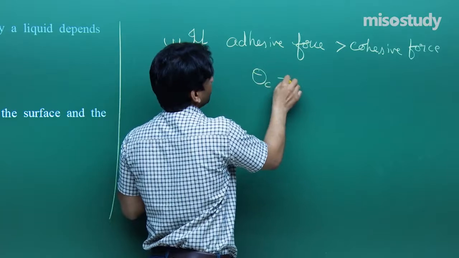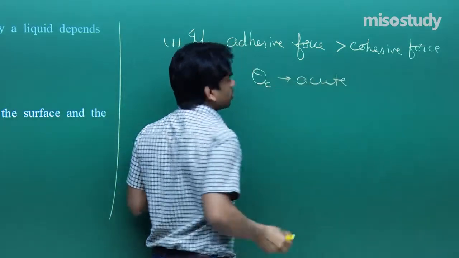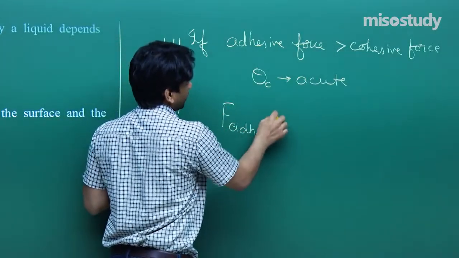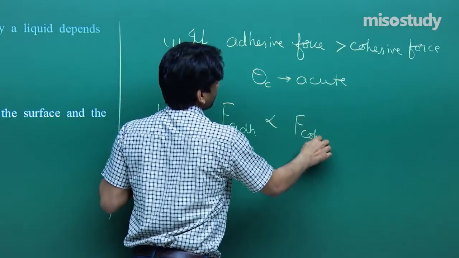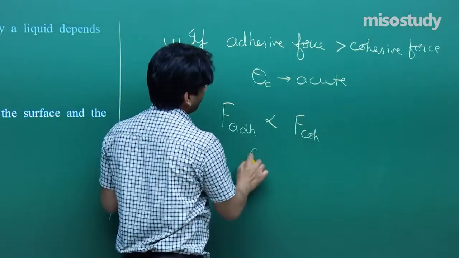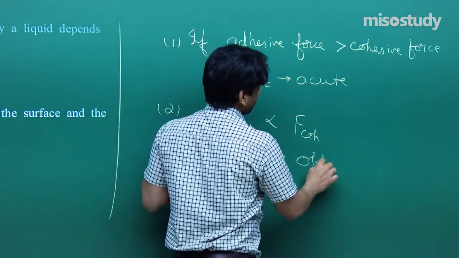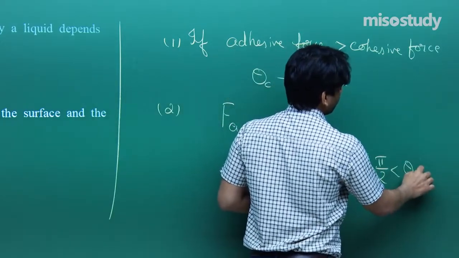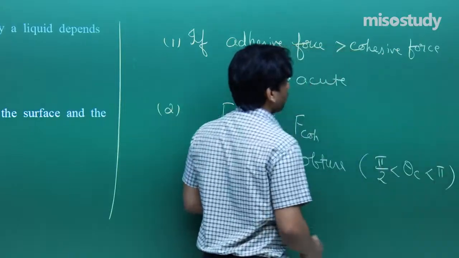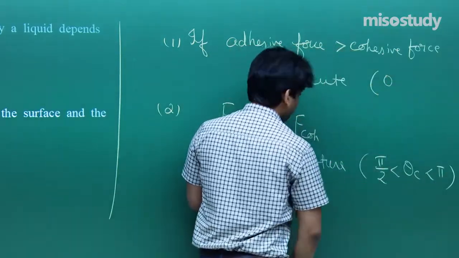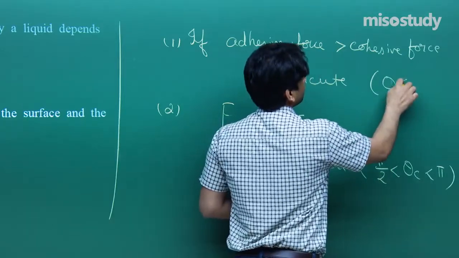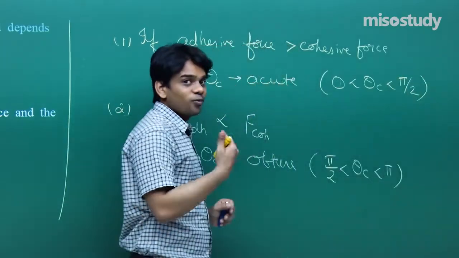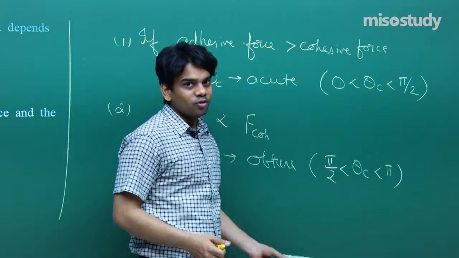So theta of contact will be acute, that is, it will be between 0 to 90 degrees. Second, if adhesive force is less than cohesive force, the angle of contact will be obtuse, that is, it will lie between 90 to 180 degrees. This is what we have learned. In the acute case, the angle of contact will lie between 0 to pi/2. This range gives us the value where the angle of contact will lie.